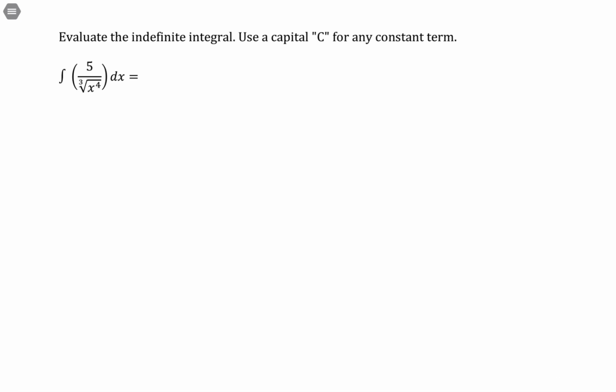Evaluate the indefinite integral. Use a capital C for any constant term. The antiderivative of 5 over the cube root of x to the 4th power dx.